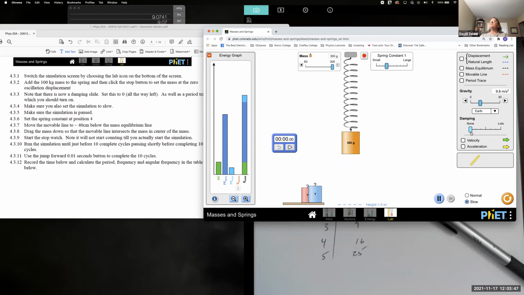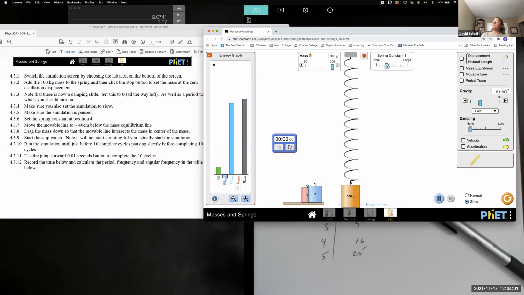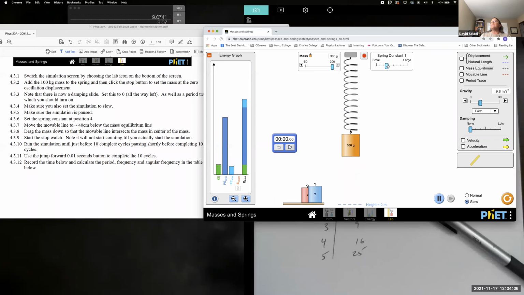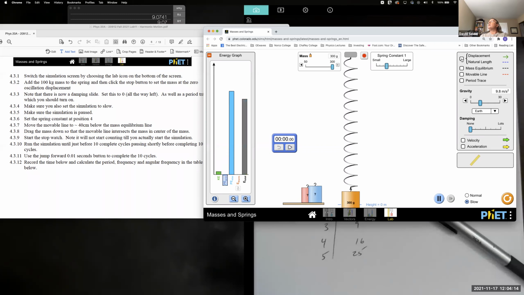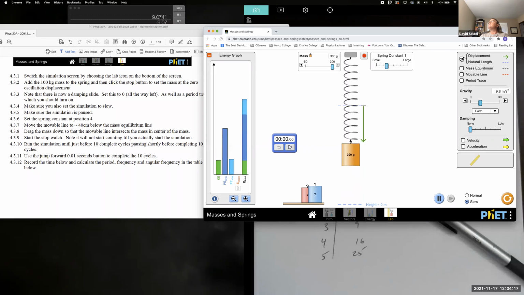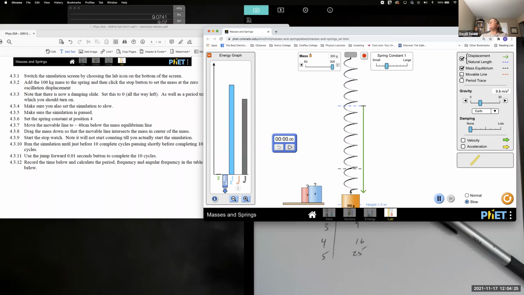We've set this to 0, set our spring constant to position 4. That's 1, 2, 3, 4. Now we are assuming that our spring constant here is the same, but we're going to validate that. We're going to validate the position 4 is the same. Okay. We're going to turn on our displacement, our mass equilibrium line, and a movable line.